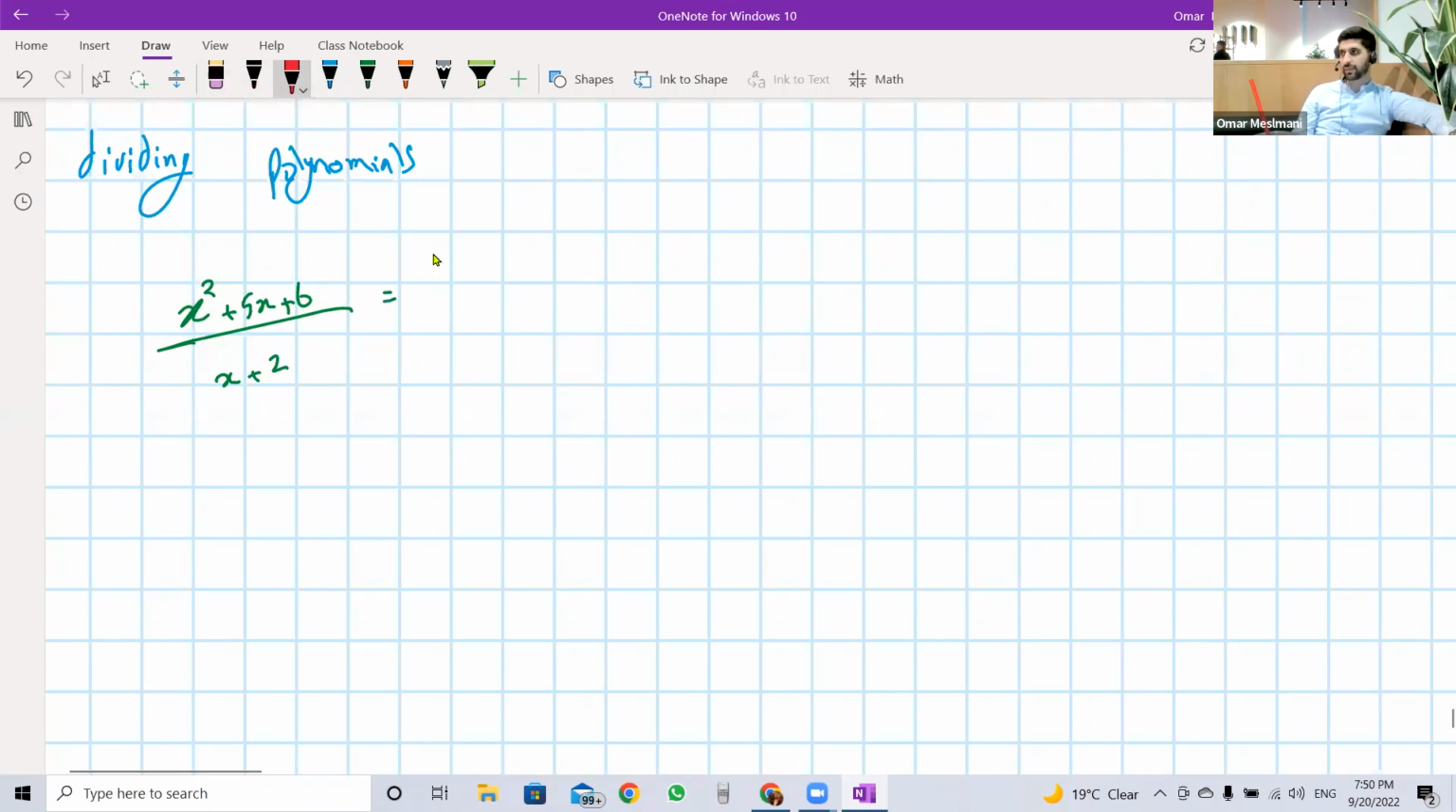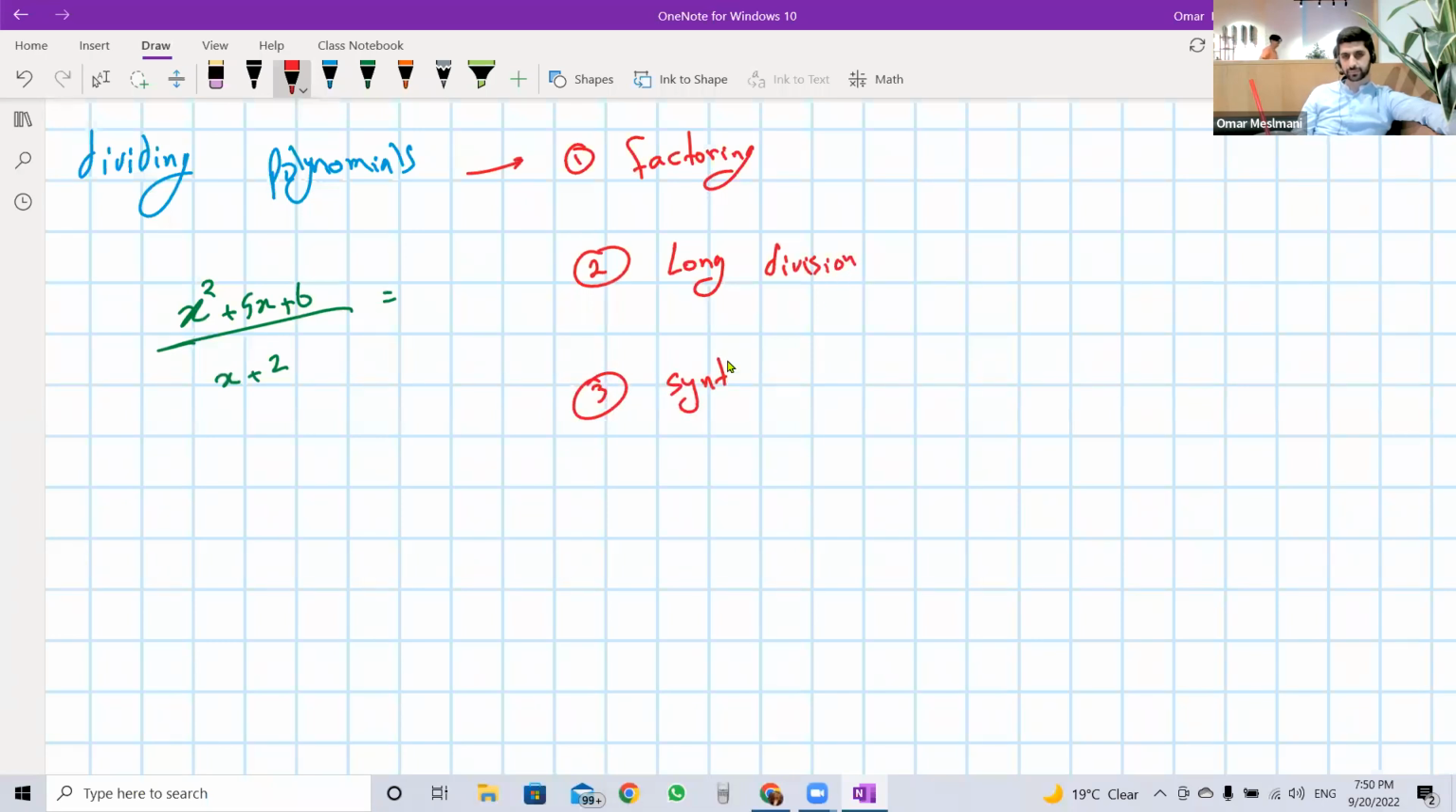Actually, here I'm going to use dividing polynomials. Not foil. All right, dividing polynomials, we have three types of techniques. Technique number one is using something called factoring. Technique number two is called long division. Technique number three is called synthetic division. All right, so right now we have three techniques and I will teach you all of them: first factoring, second long division, and third synthetic division.